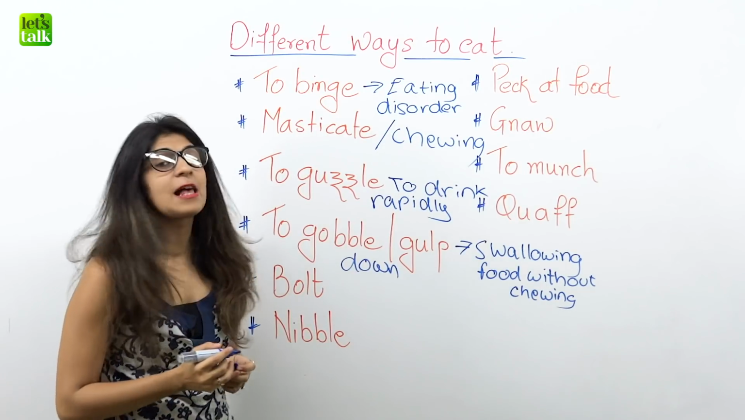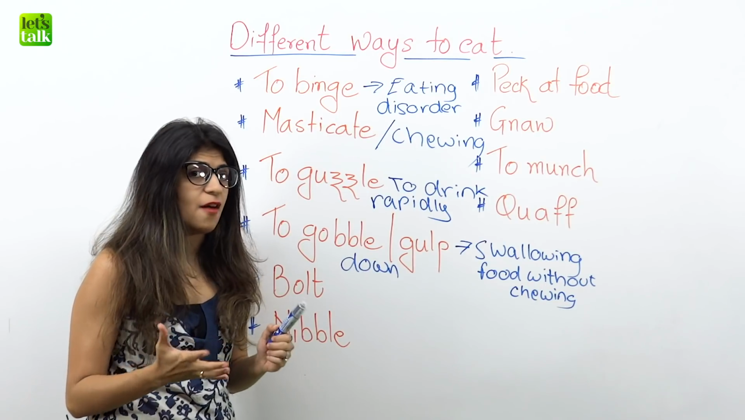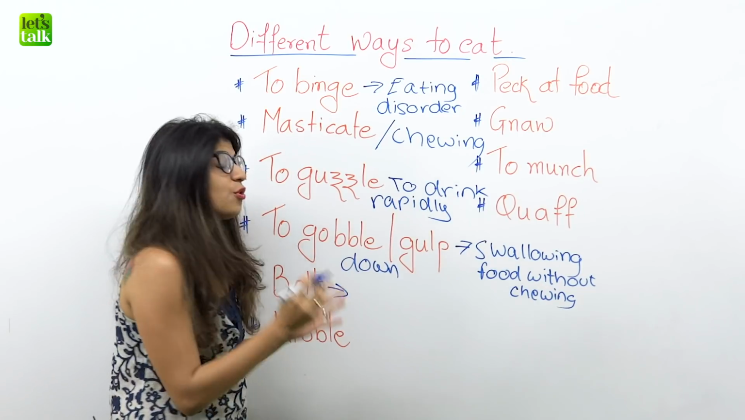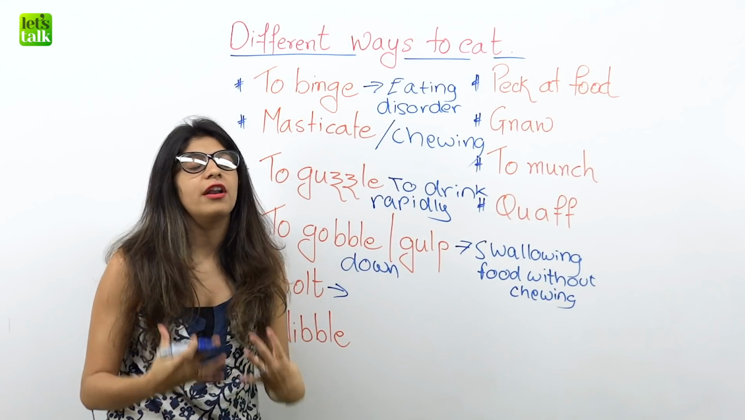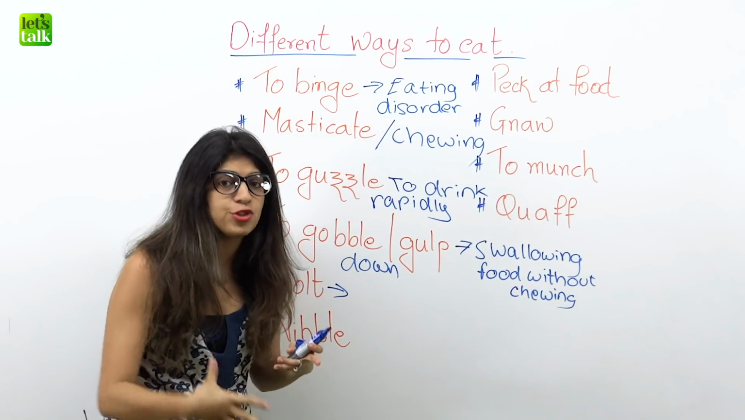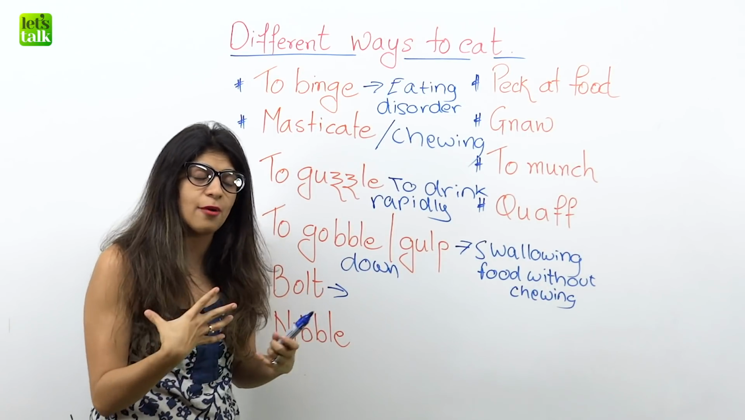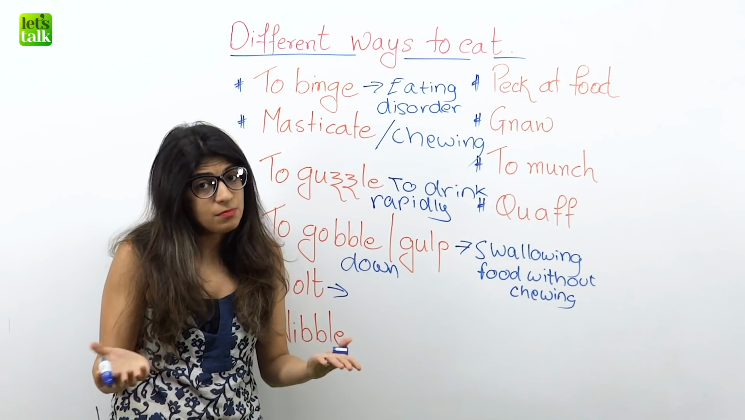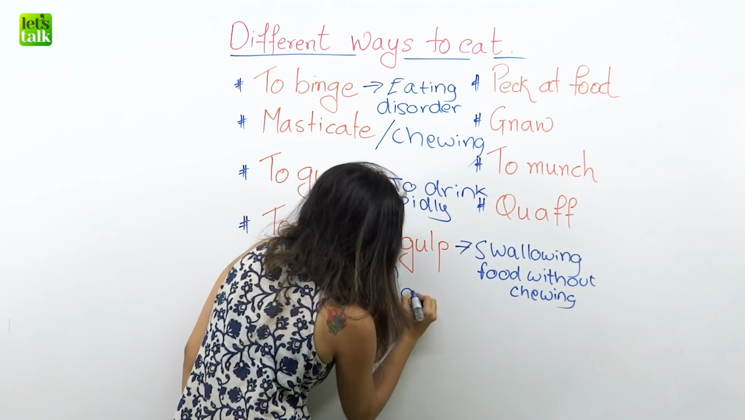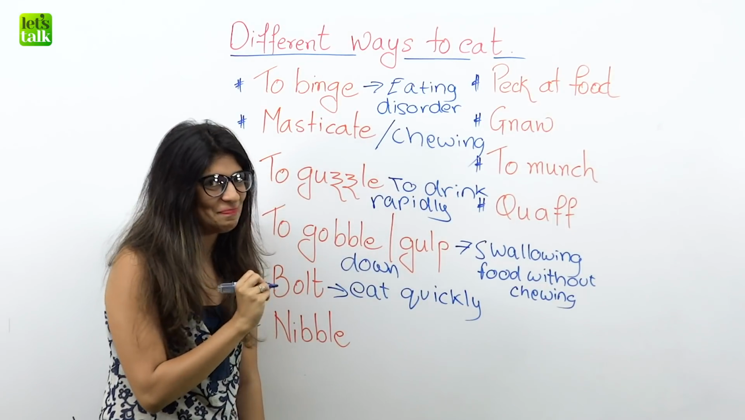Okay, the next one is bolt. Now, bolt is used when you eat, again, in a very hasty manner. However, you only bolt down food when you are in a hurry. So you eat quickly because you are getting late. Probably you got up late, so you're just bolting down your breakfast, okay, because you're late, right? So it means to eat quickly because you're in a hurry, okay?